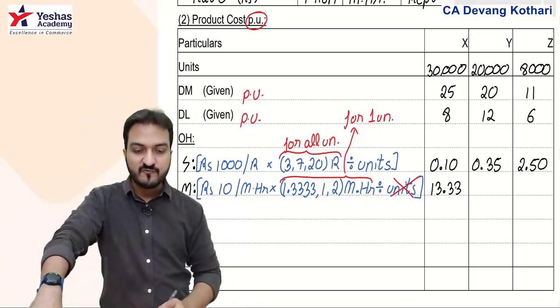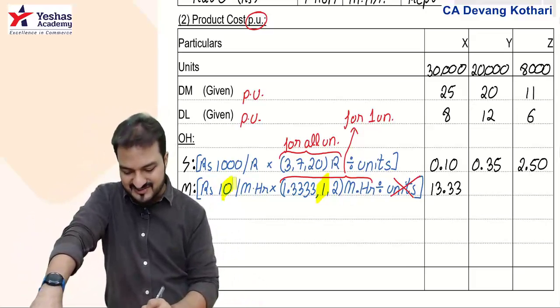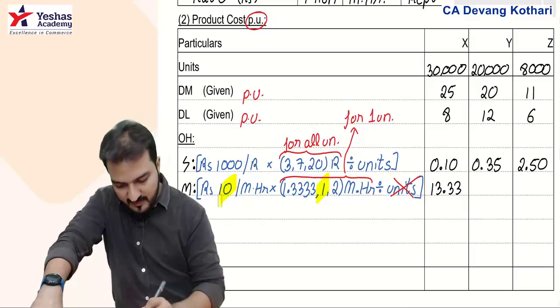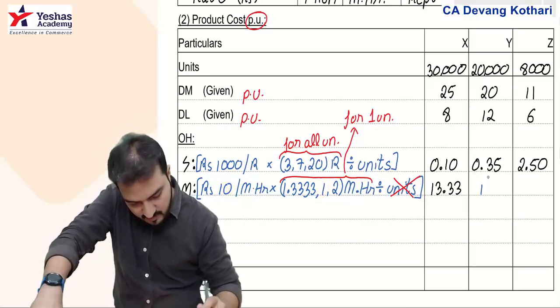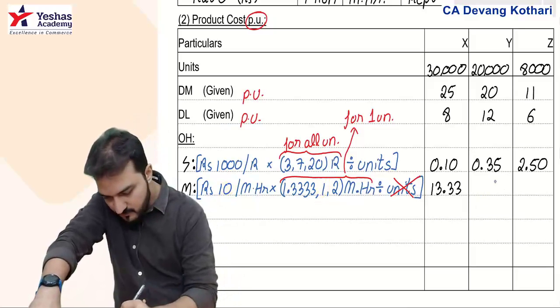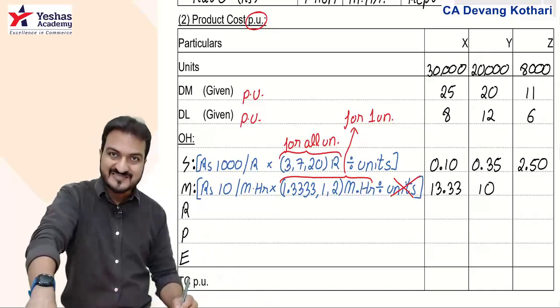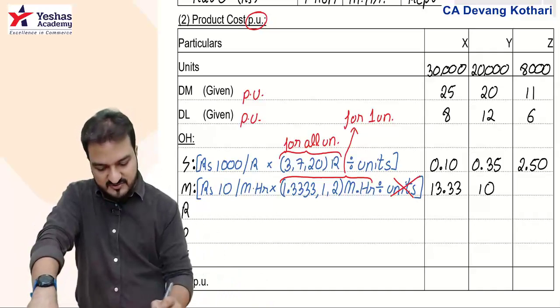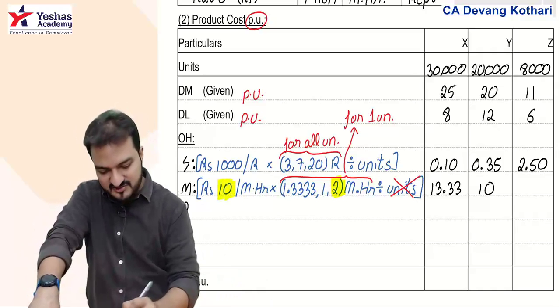Similarly, 1 unit of Y requires 1 machine hour. That 1 machine hour costing 10 rupees. So 1 unit of Y requires machining cost of 10 rupees. 1 machine hour into 10 per machine hour. And 1 unit of Z requires 2 machine hours. Each machine hour costing 10 rupees. So total cost 20 rupees.